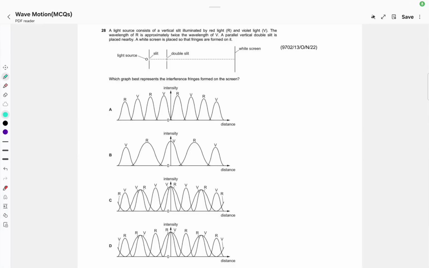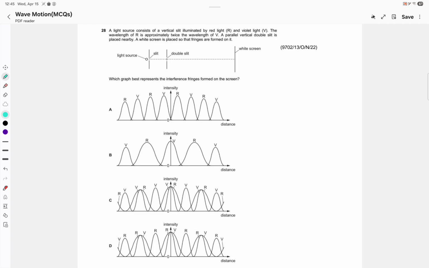Well, another question on demand. 2022 October November series paper 1-3 question number 28. Again it's on Young's double slit interference experiment, but with a slightly different idea. In fact, they are using in this question a dichromatic light source. It means it consists of white light coming from red and violet.